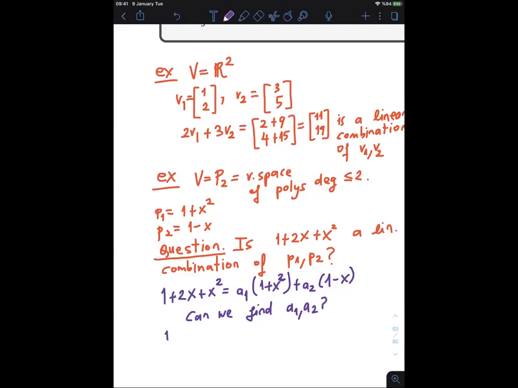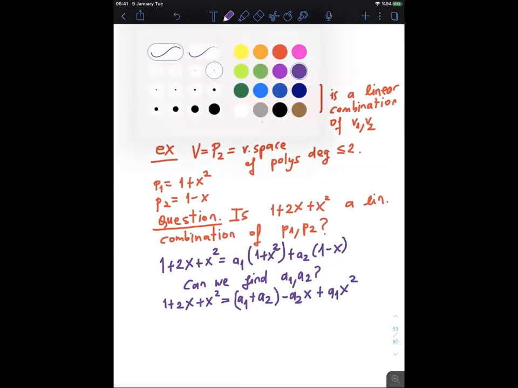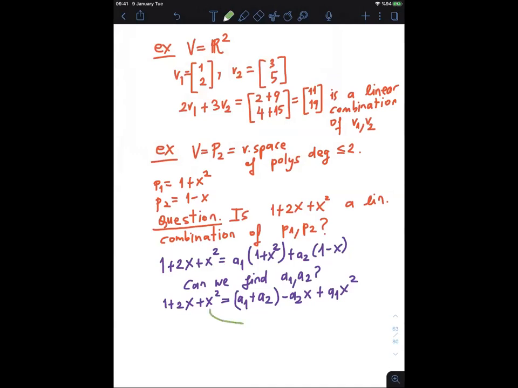This means 1 plus 2x plus x squared equals, let's first look at the constant terms, which is a1 plus a2. This is the constant term. Then minus a2 times x, and the x squared terms are a1 times x squared. So let's choose green color and look at these terms. For this to hold, a1 must be 1.